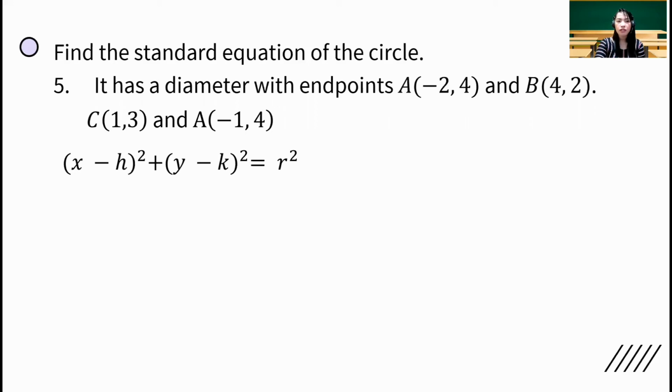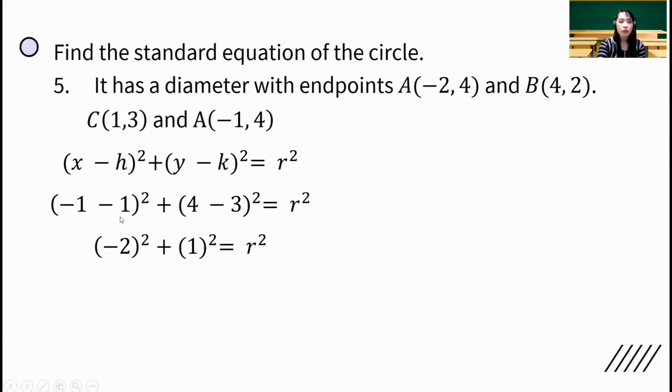Given the standard equation of the circle, given the center of the circle (1, 3), and a point on the circle (-1, 4), just substitute it. The center, this is h and this is k, this is x and y. Substitute: the quantity -1 minus 1 squared plus the quantity 4 minus 3 squared equals r squared. -1 minus 1 is -2 squared, plus 4 minus 3 is 1 squared, equals r squared. -2 squared is 4, 1 squared is 1. 4 plus 1 is 5, that is equal to r squared.